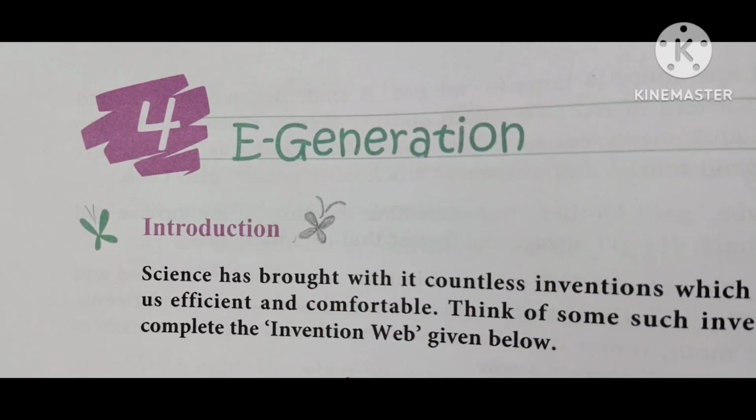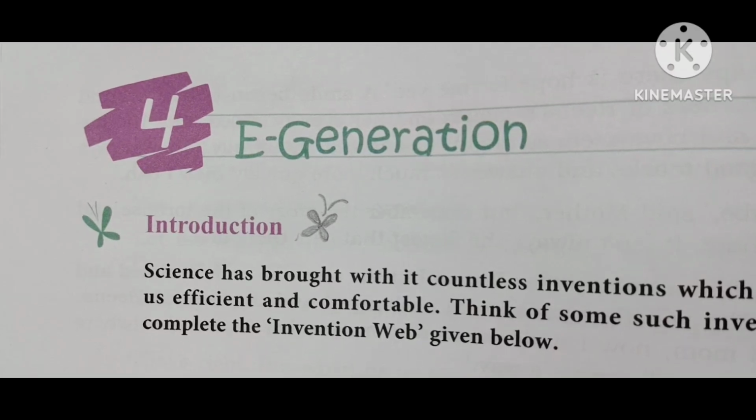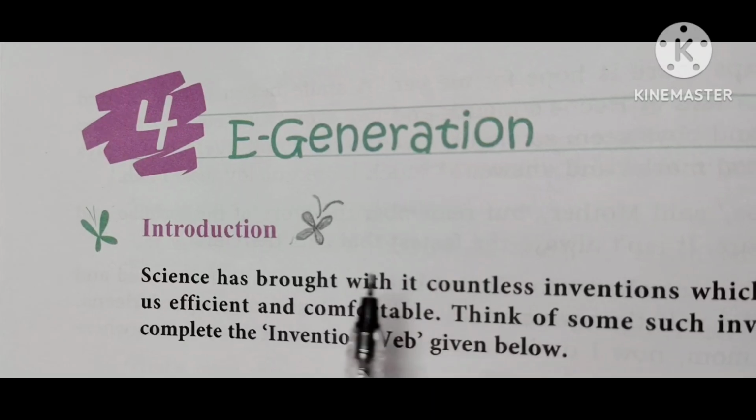Hello friends, today we will do DAV Class 5 English Reader Chapter 4 E-Generation, page number 78.